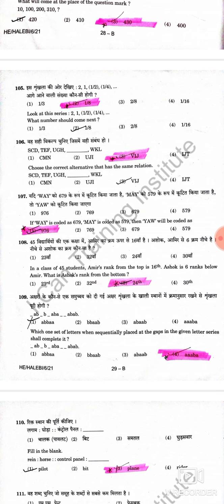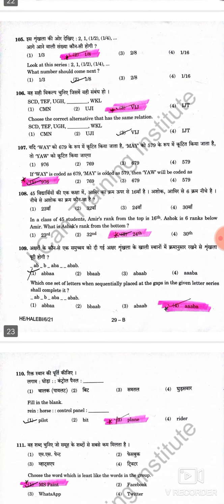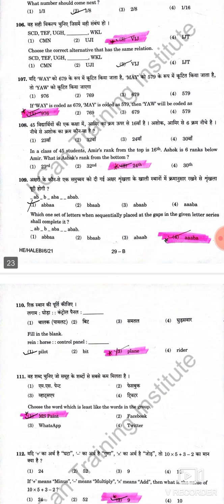Question number 107. If Way is coded as 679, May is coded as 579, then YAW will be coded as, and the answer is option number 1. Question number 108. In a class of 45 students, Amir's rank from the top is 16th. Ashok is 6 ranks below Amir. What is Ashok's rank from the bottom? And the answer is option number 3.